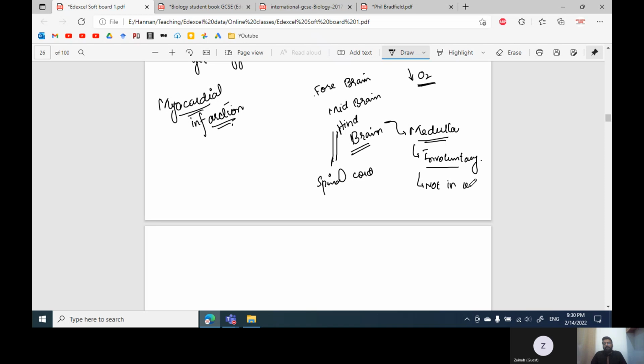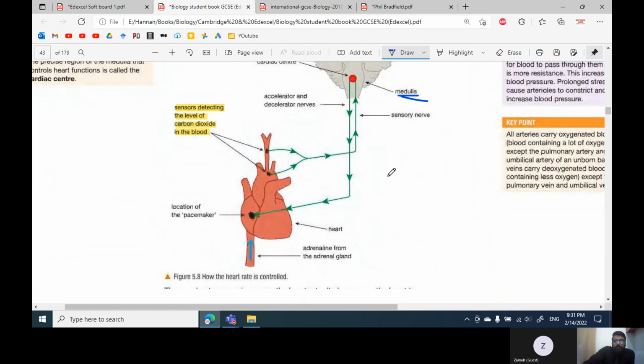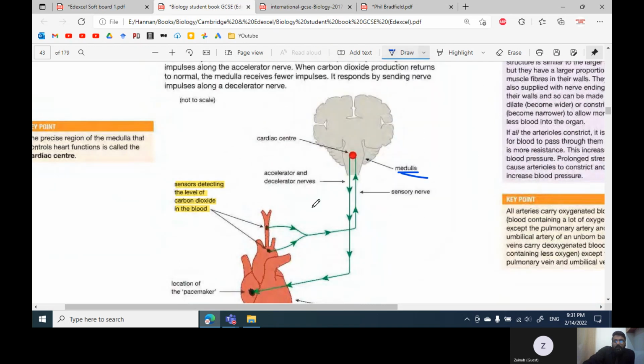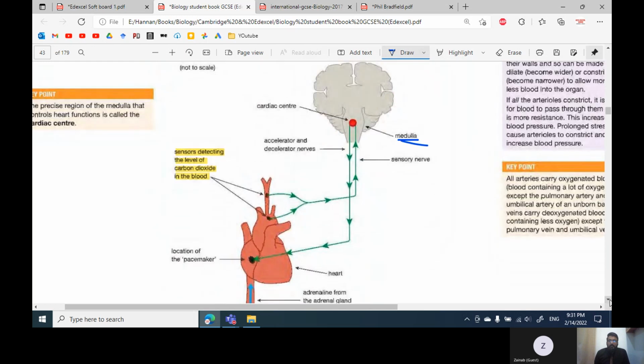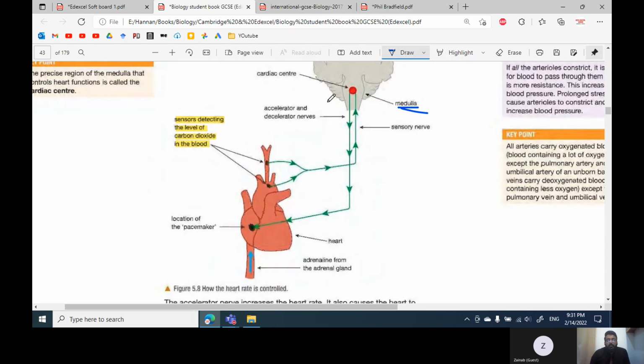For example, breathing rate, heart rate, even blood pressure, some sleep phenomena, even the balance of the body. If we are walking, then the posture of our body is controlled under the strict observation of the medulla. So have a look at this point, that this part is actually commanding the heart to beat at a higher rate if it senses more carbon dioxide.